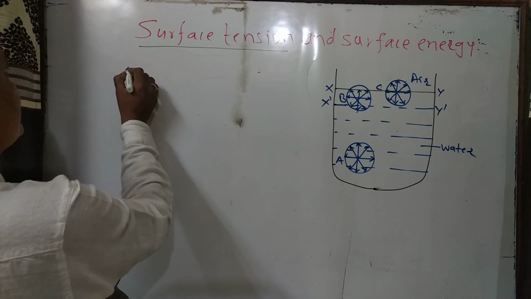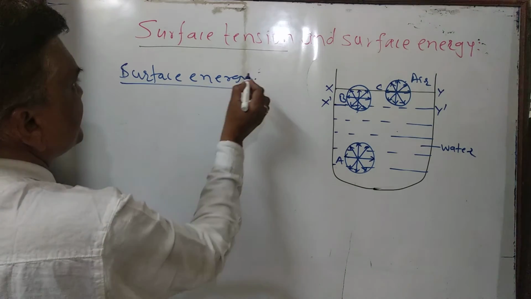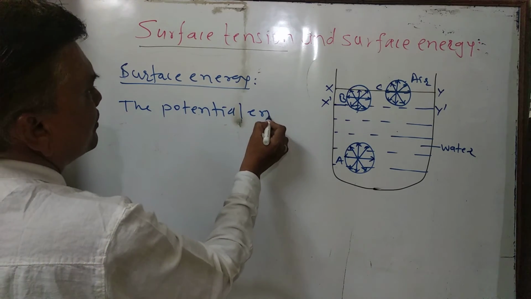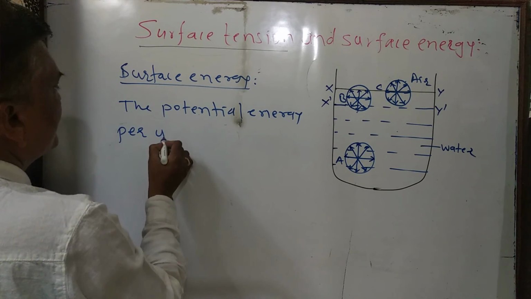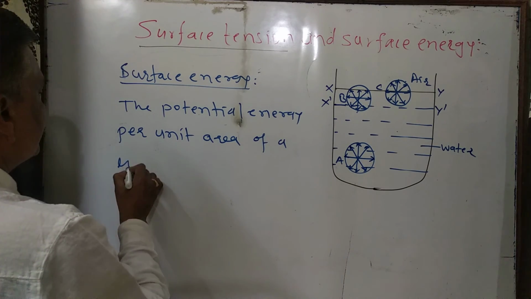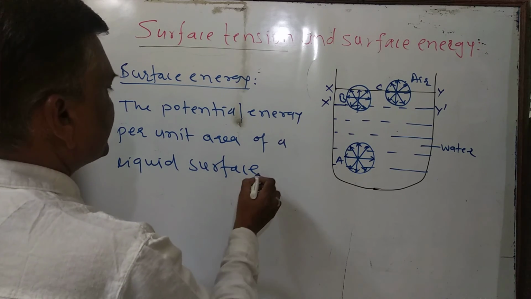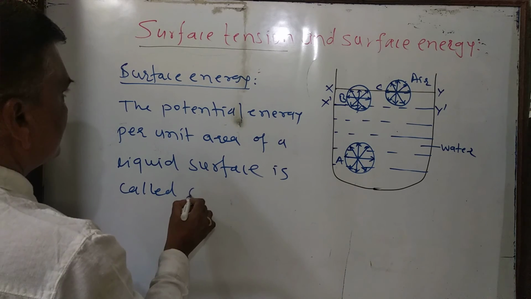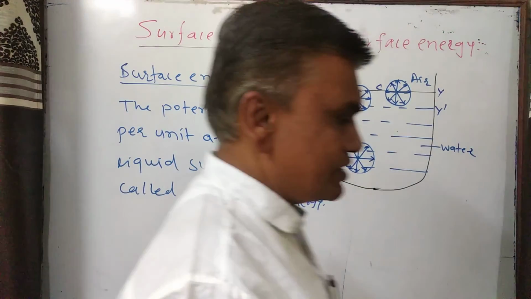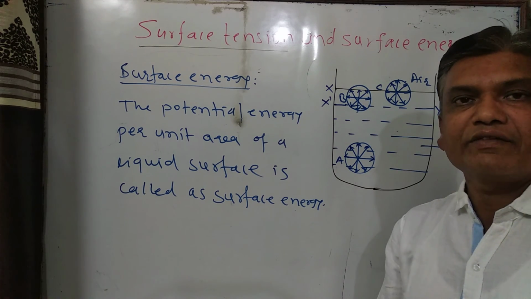Therefore, the definition of surface energy: surface energy means the potential energy per unit area of a liquid surface. The potential energy per unit area of a liquid surface is called surface energy. This is called surface energy. So this is all about surface tension and surface energy. Okay.